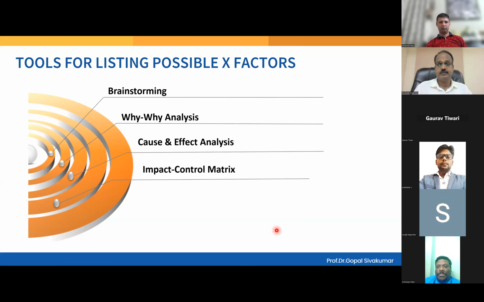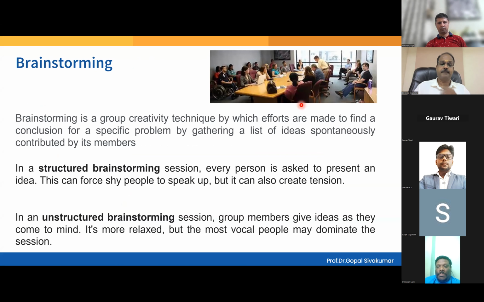So brainstorming, I think you can now see my slides. Brainstorming means you are making multiple brains think about a particular problem so that they can help us to identify the causes. Always two brains can think better than a single brain, right? So always invite people and then have a discussion. It can be structured, it can be unstructured.